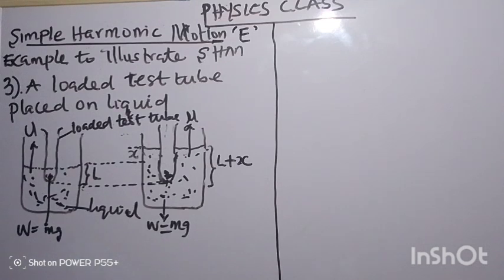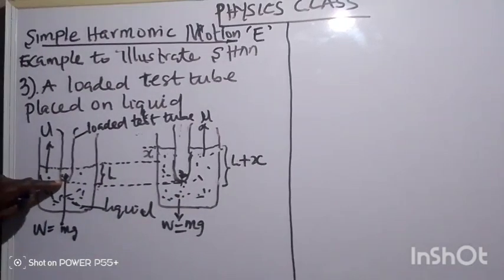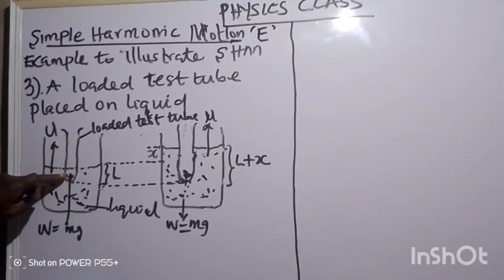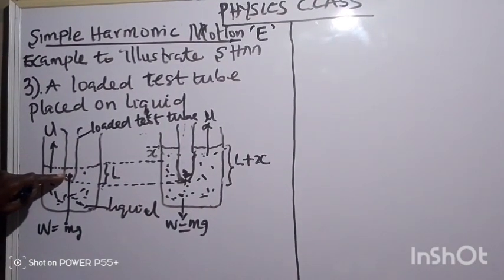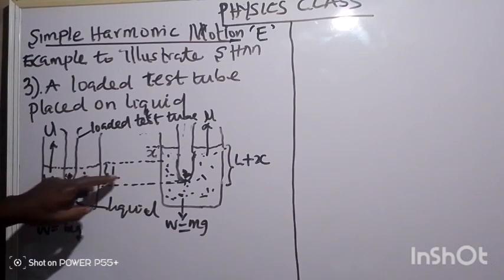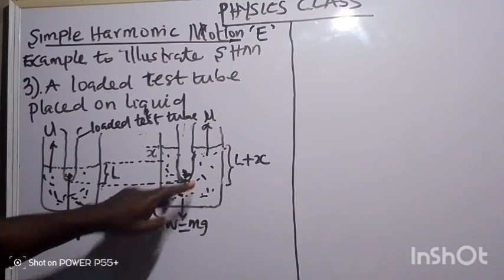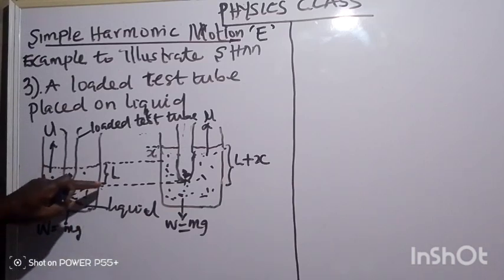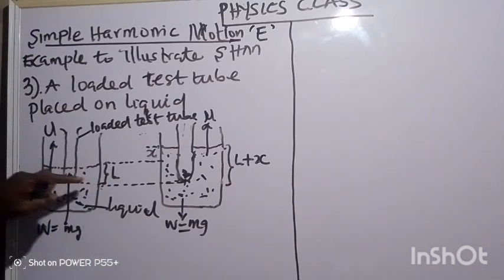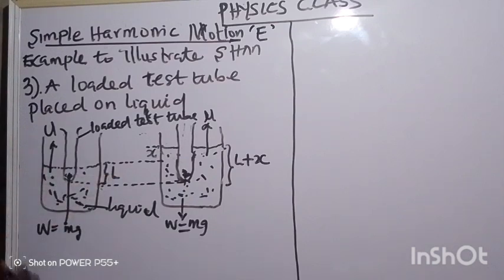Today, we are going to look at a loaded test tube placed on liquid, and how we can use this also to demonstrate simple harmonic motion. From the diagram on the board, this is the test tube that has been loaded with a mass. When you place the test tube on water like this, without any displacement, here now the displacement is taking place. Now, the length or the height of the test tube within the liquid is L.